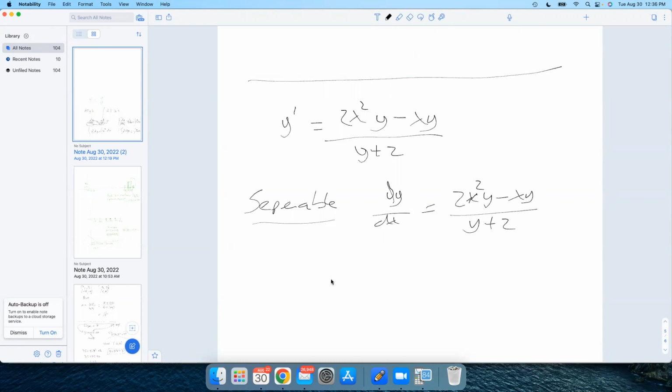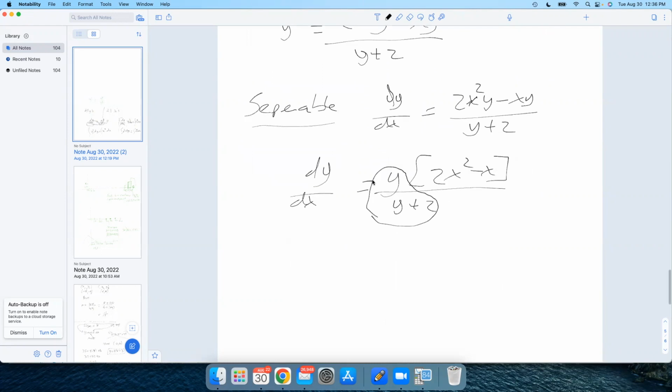Here, I would factor that y out of the top. Now I can take this whole thing there, move it to the other side by multiplying and dividing, not adding and subtracting. So I'm going to multiply both sides by the reciprocal of that thing. So I'll get y plus 2 over y times dy, and I'm going to bring my dx to the other side. Now I've got all the y's on one side, all the x's on the other. And now we can integrate both sides.